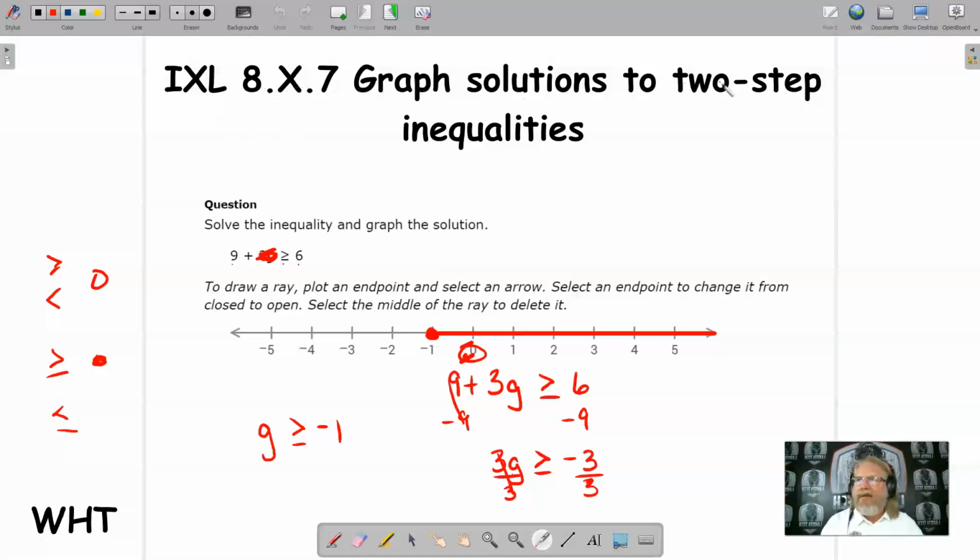All right, so those are all of my examples for IXL 8.X.7 graph solutions to two-step inequalities. Good luck with your activity.